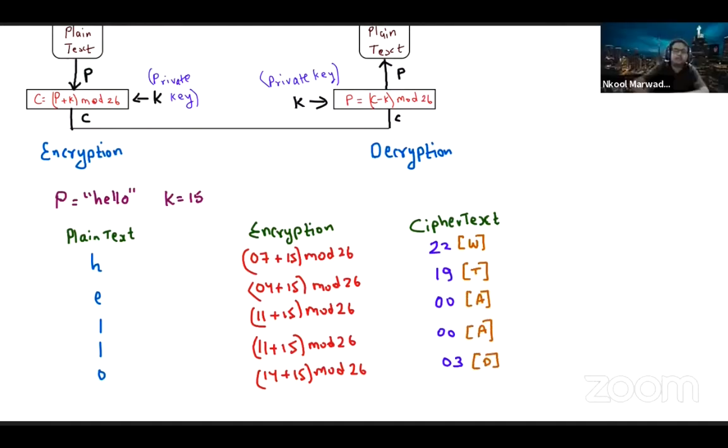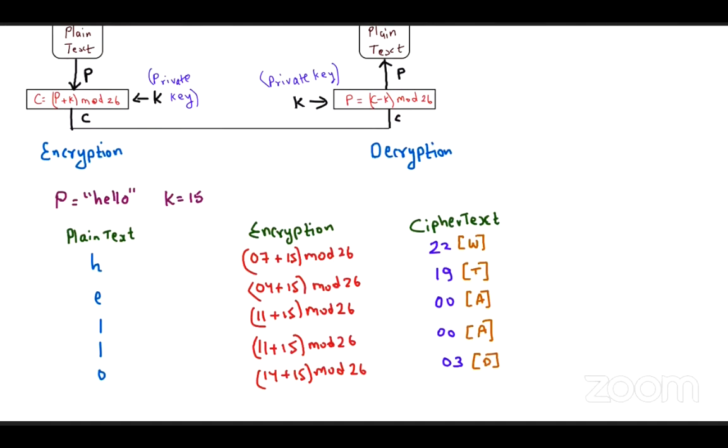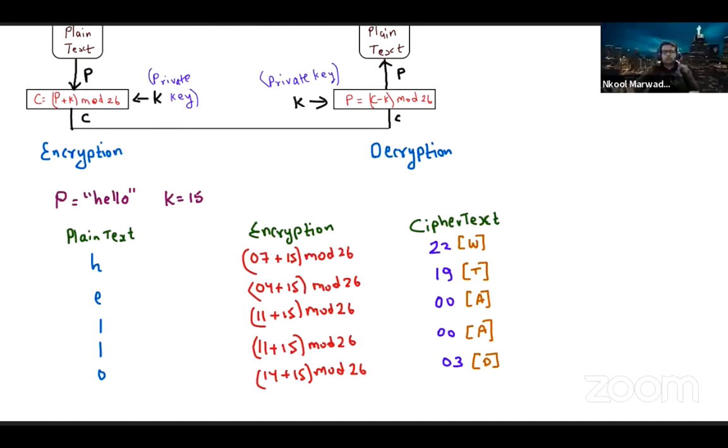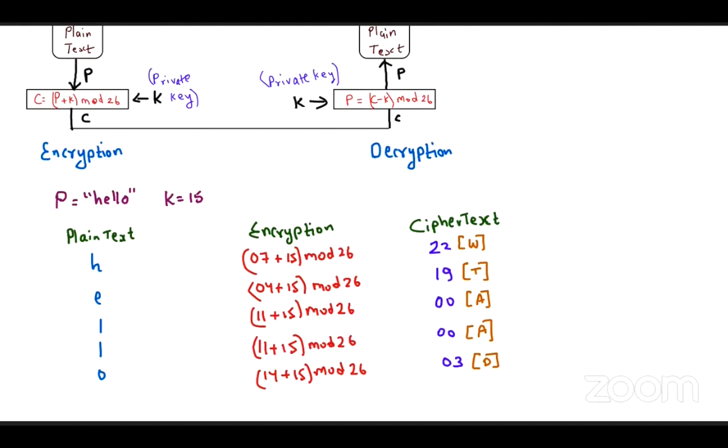WTAAD. Yeah, that is hello. So in the additive cipher, this is the formula to obtain the ciphertext: C equals P plus K mod 26. And to decrypt, P is equal to C minus K mod 26. That's it.